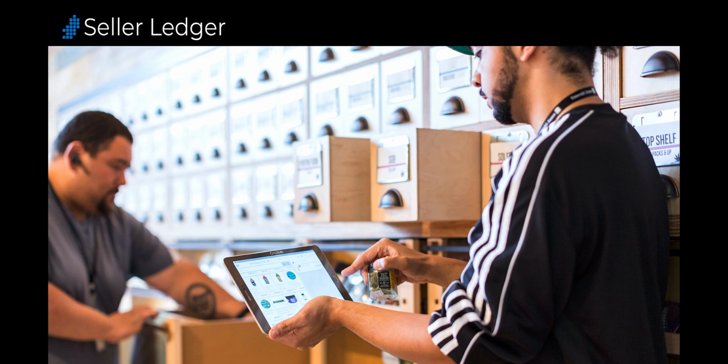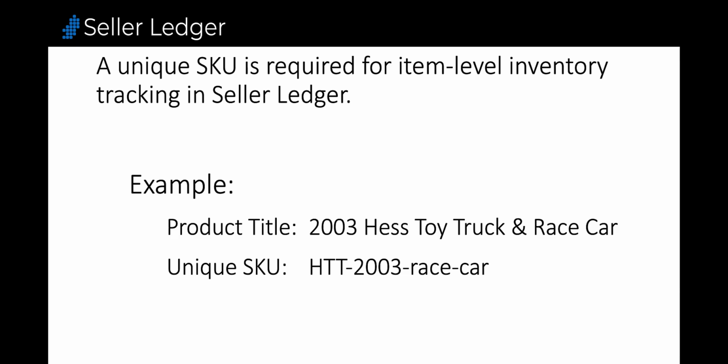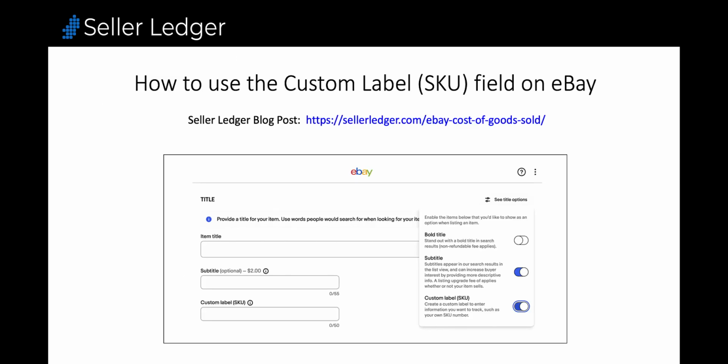The most exciting part comes next when you use Seller Ledger's automated capabilities to tie sold items to the inventory purchases you have made. In order to unlock this power, you do need to have a unique SKU for each product you sell, and it has to be the same SKU for that product in both Seller Ledger and eBay. You can check out Seller Ledger's blog post on the custom label SKU field in eBay if you need to know how.